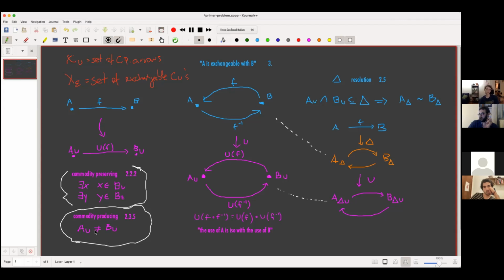So this definition is not specific enough to distinguish between exchange and production, but that was our idea, that there needs to be something that describes production here.